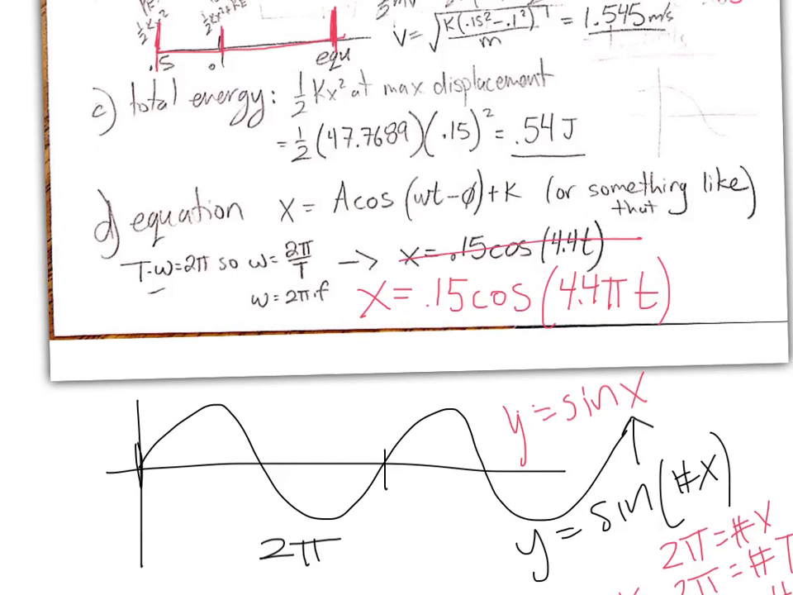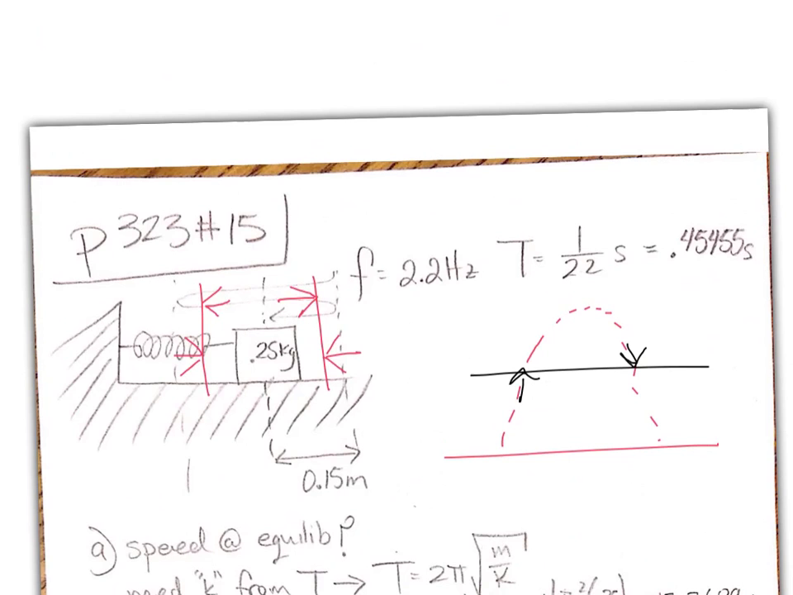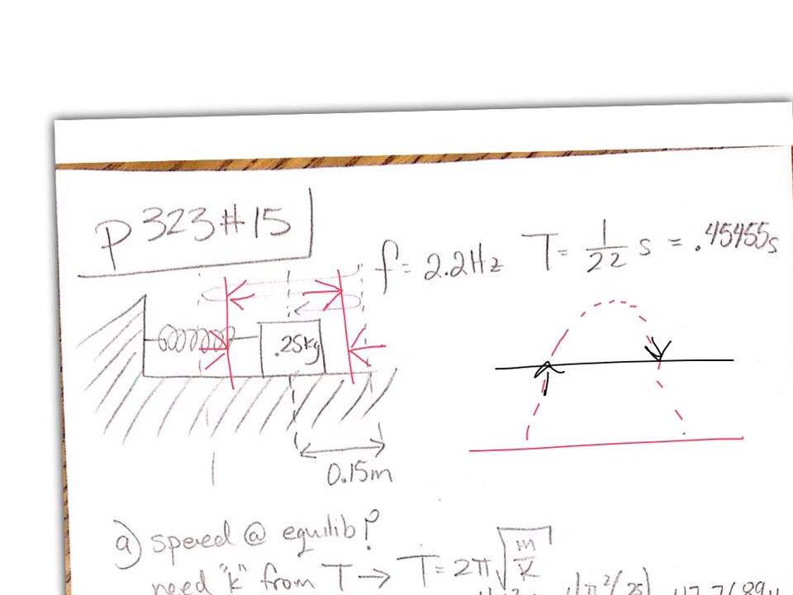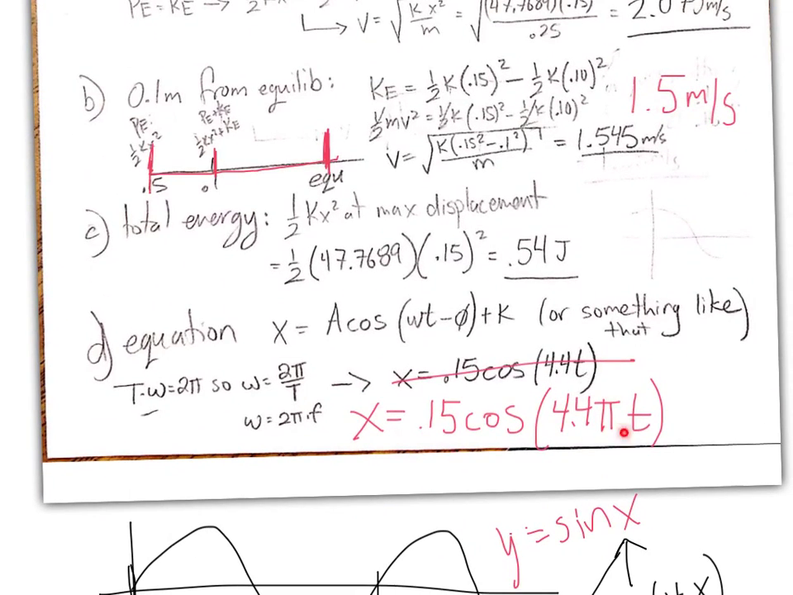This is our angular frequency, meaning every time this many seconds go by, every time this many seconds go by, this is going to end up being 2 pi, and so the graph of cosine will go through one complete oscillation. And 0.15 is the amplitude or maximum displacement.